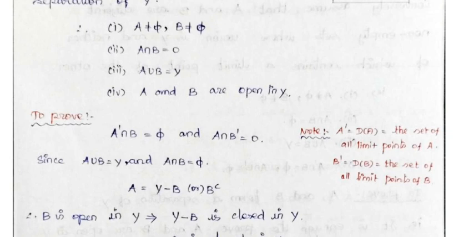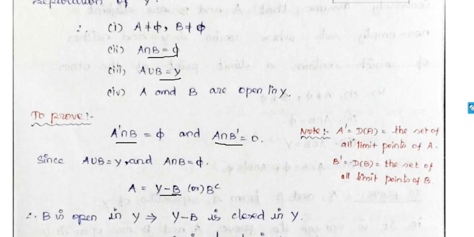Now we want to prove that A dash intersection B equals empty, and A intersection B dash equals empty. Let's see what A dash is. Since A union B equals Y and A intersection B equals empty, we can say A is open, so A equals B complement. A is open, then B complement, Y minus B, is closed.